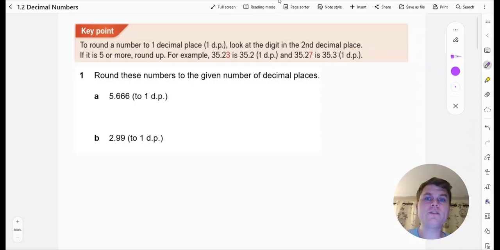For this topic, we are going to look at an introduction to decimal numbers. We can look at doing some rounding, some division and some multiplication with and without a calculator. So let's get started.